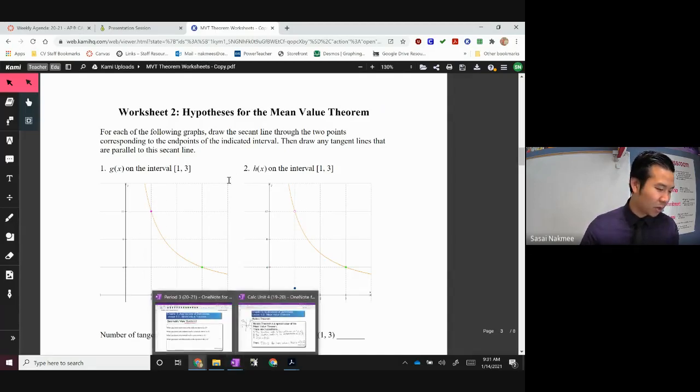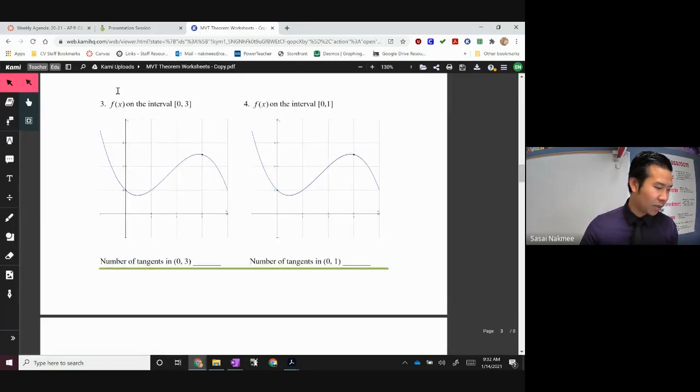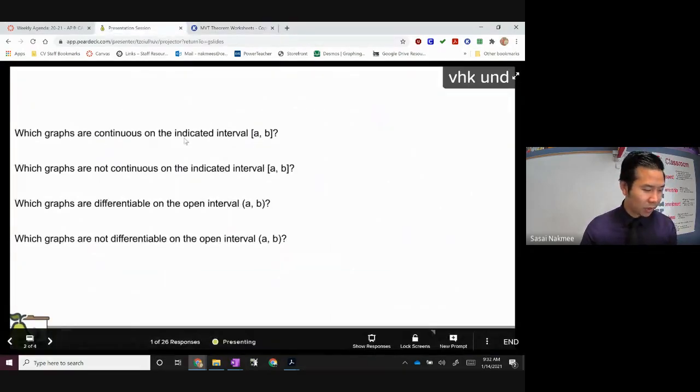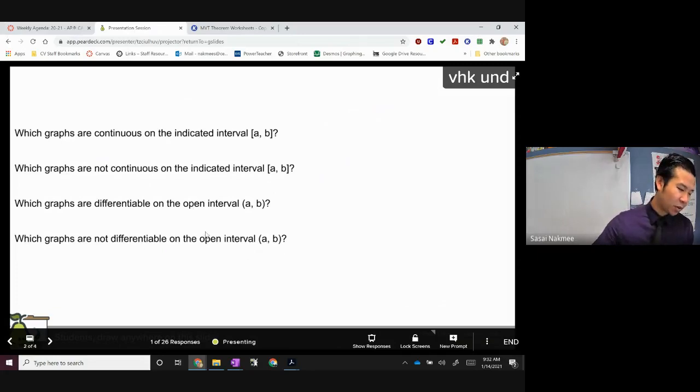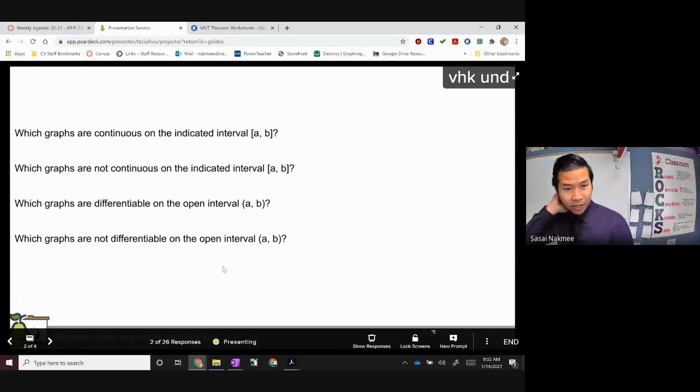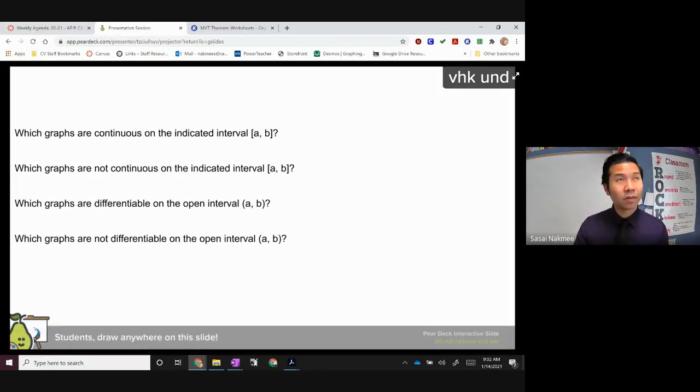So can you guys please go through the 10 graphs that we have there and just simply answer for me which ones were continuous. Therefore, you'll also know which ones are not continuous and which ones are differentiable and which ones are not differentiable. So go through that and do that real quick. I'll give you about a minute to go through those 10 graphs and answer those questions for me. And after about a minute, I'm going to give some participation points.